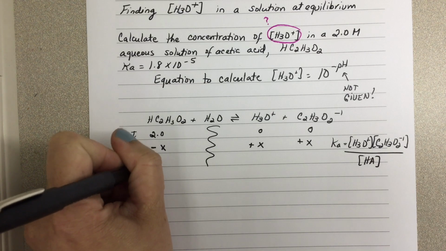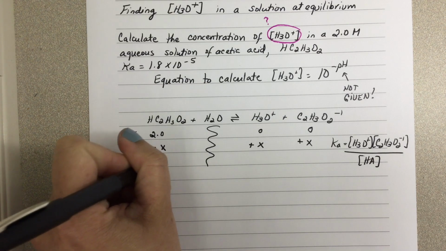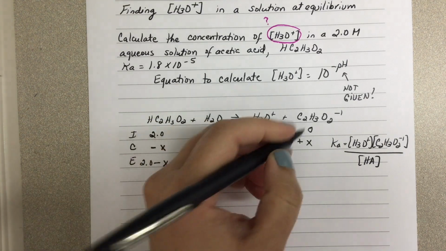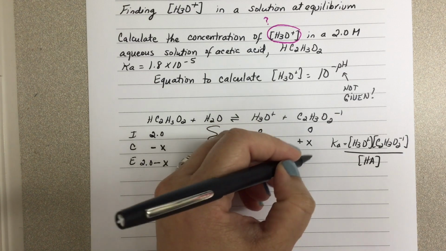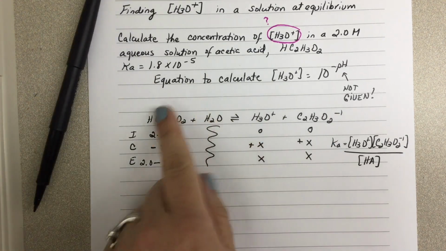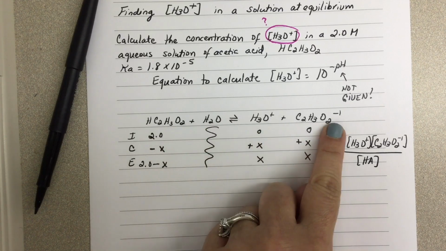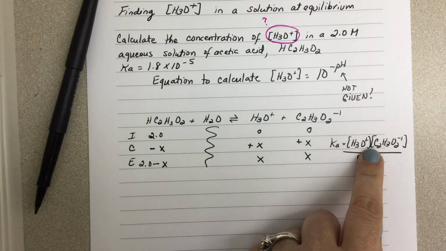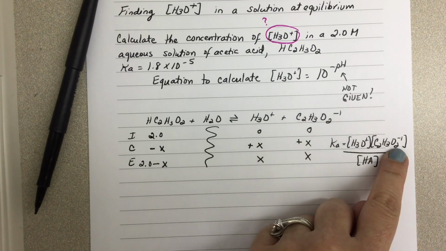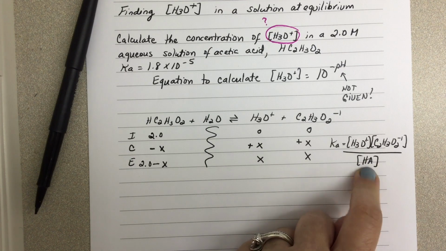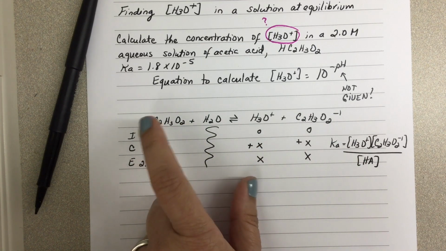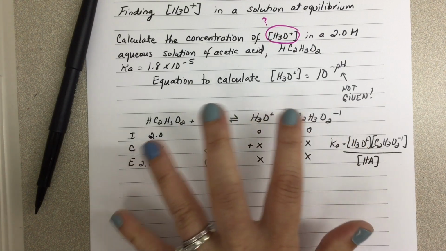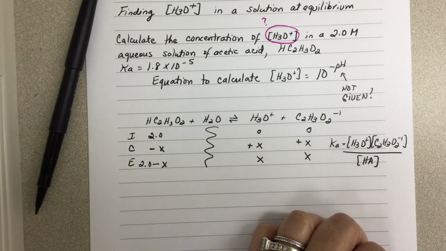So in equilibrium, we have 2.0 minus X for your acid, 0 plus X, which is just X, and 0 plus X, which is just X. So for my dissociation equation here for acetic acid, my equilibrium constant expression is your hydronium times your acetate ion over the concentration of the acid, which should be C2H3O2 down here. So that's my equilibrium constant expression for this, not including the water.